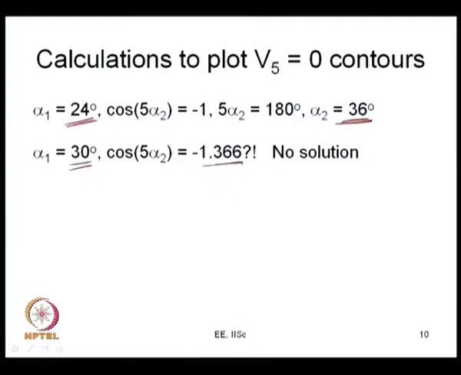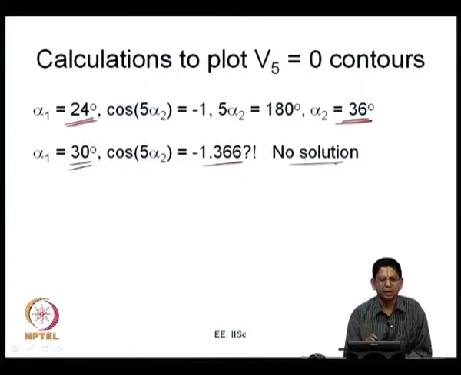Then, if I substitute 30 degrees, I get cos phi alpha 2 is equal to minus 1.36, which is beyond that. Any cosine function can have values only ranging between minus 1 and plus 1, and this is lower than minus 1. So, there is no solution here. So, for this value of alpha 1, there is no corresponding value of alpha 2 that is available. So, what do we do? Let us just start plotting this.